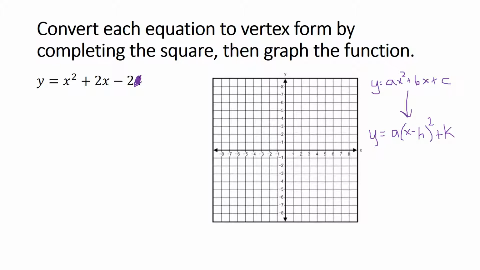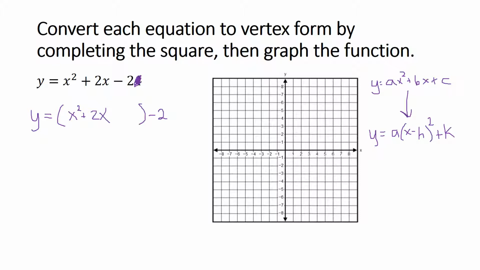So in order to get from standard form to vertex form, what we're going to do is complete the square. And here's what this process is going to look like. So we're going to do y equals, and I'm going to put up some parentheses here. I'm going to leave those first two terms alone, x squared plus 2x. But I'm going to push the minus 2 to the outside. So I haven't actually changed anything.